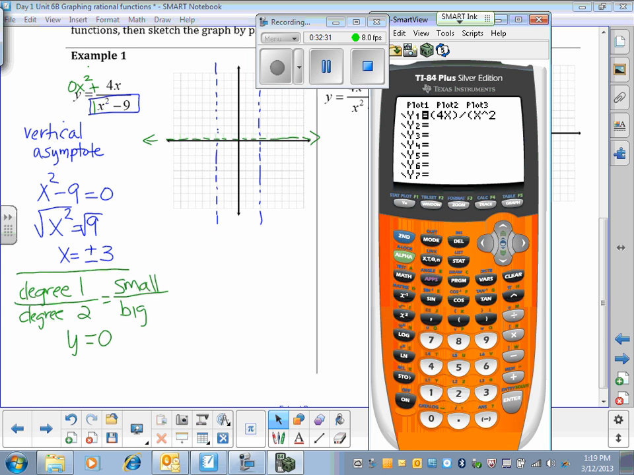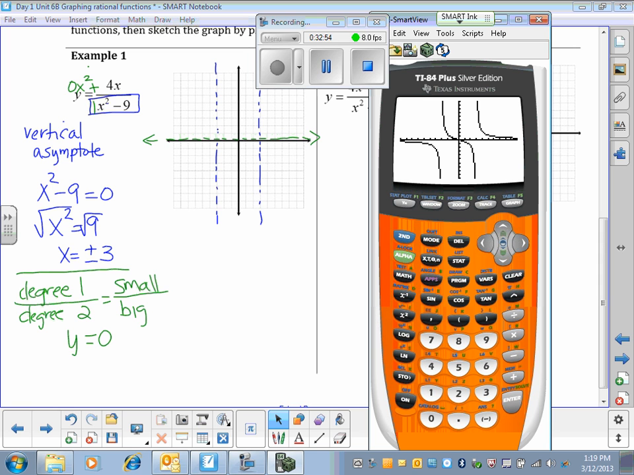minus 9. Now, these are sketches, so they're not going to be perfect. When you graph this, yours might actually have the lines in there. Some of them have the asymptotes in there, some of them don't.